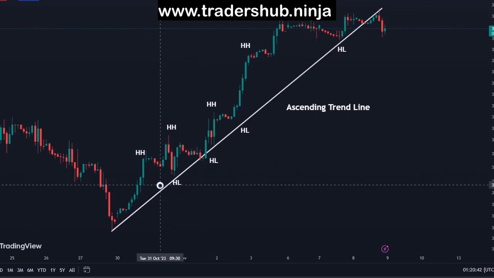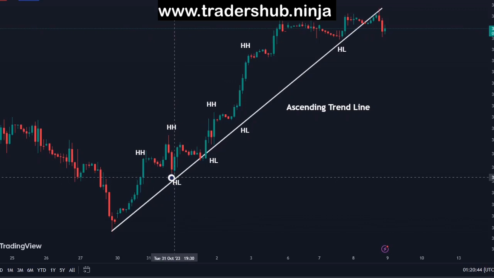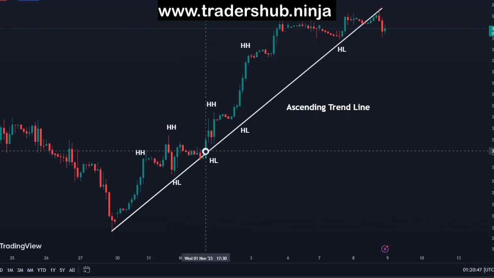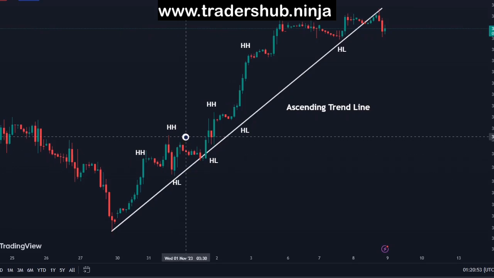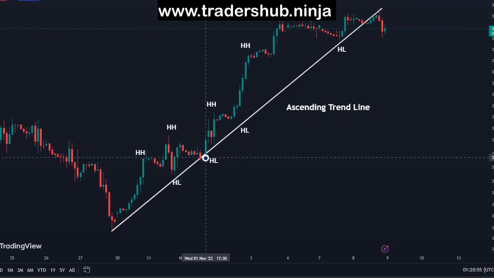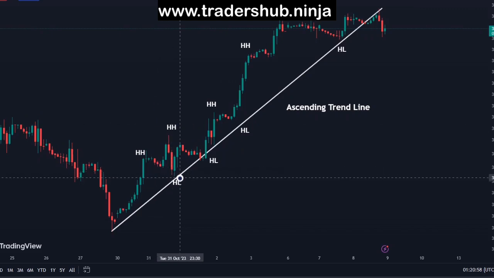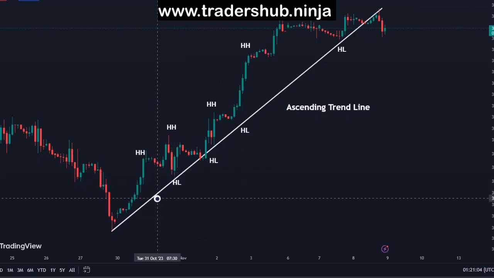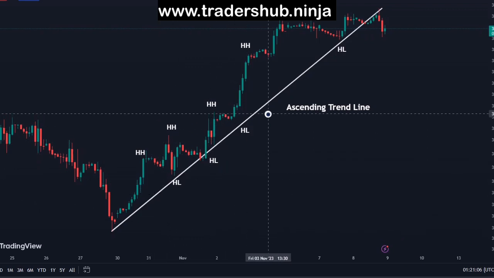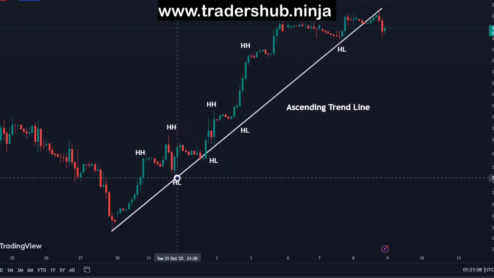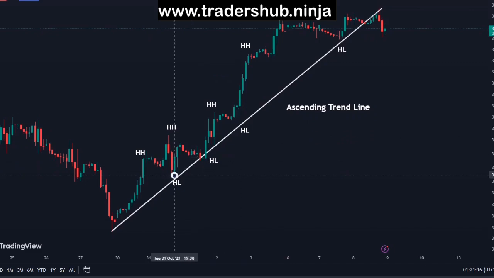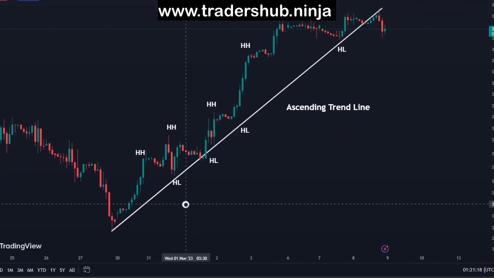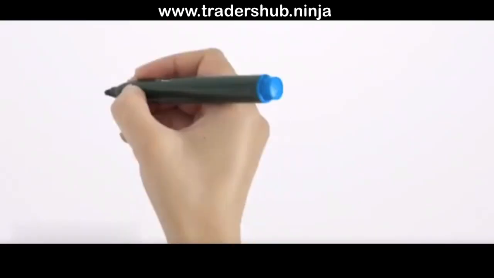Look at this level. The market acted as a support here. At this level as well, the market acted as a support. Buyers are entering at this level, and here also buyers are entering. So this particular higher low acted as a support. This ascending trend line acted as a support. So we have to enter at this level, or this level, or this level. This is the way to approach an ascending trend line.